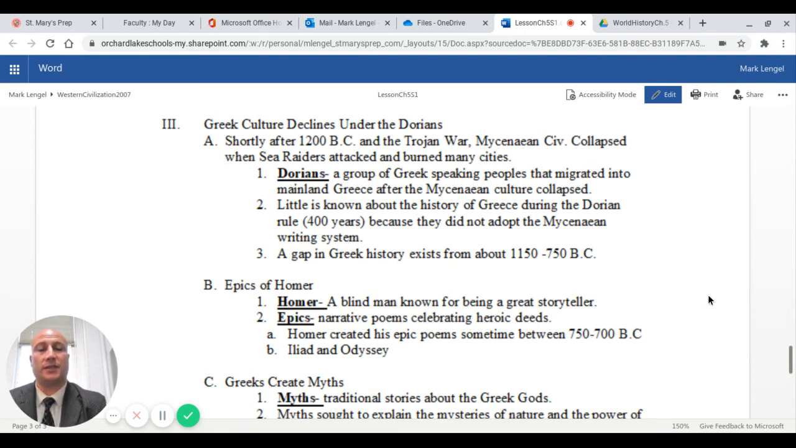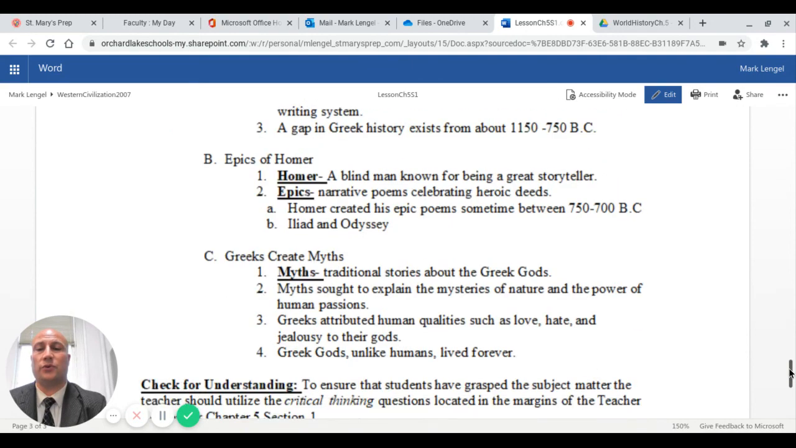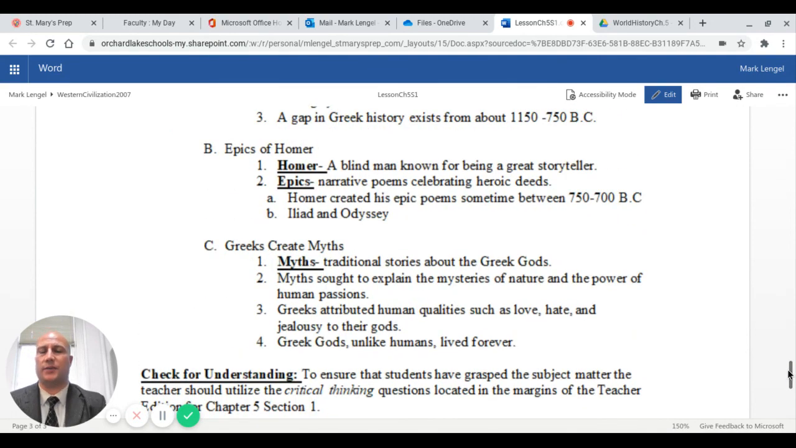Next is capital letter C. The Greeks are also well known for creating myths. So a lot of what we have with Greek history is kind of blurred between whether it was reality or part of a mythical story. Myths are traditional stories about the Greek gods. Remember, they were polytheistic. They sought to explain the mysteries of nature and the power of human passion. The Greeks had many gods, and they attributed human qualities such as love, hate, and also jealousy to their gods.